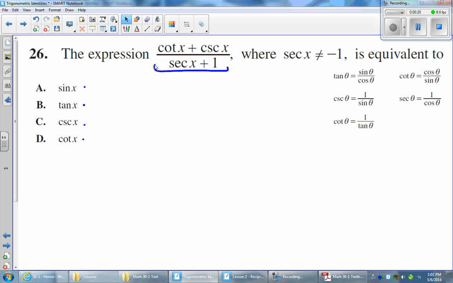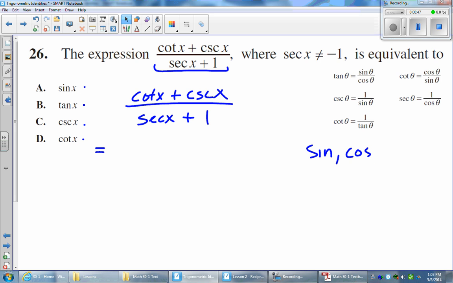So we just essentially need to play around with this expression and find out what it ends up being equal to in the end. So I'm going to go ahead and rewrite this here: cotan x plus cosecant x all over secant x plus 1. And now to manipulate this expression, you will have to apply some identities here. Once again, a key tip is to rewrite everything in terms of sine, cos, or tan.